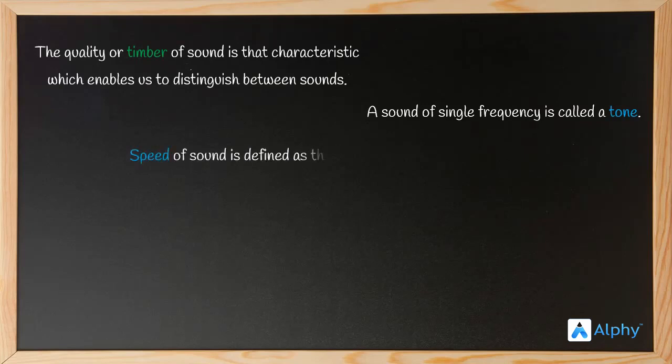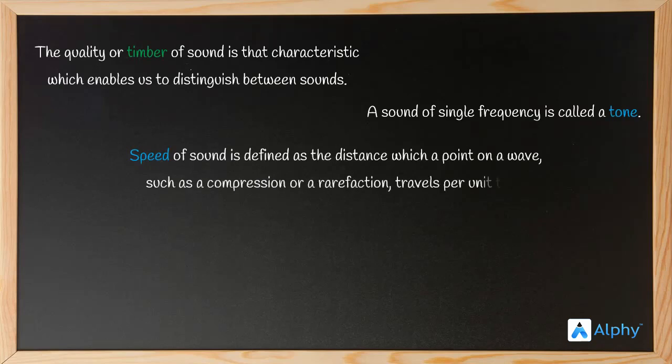Speed of sound is defined as the distance at which a point on the wave, such as a compression or rarefaction, travels per unit time. If you pinpoint a compression on a wave and track how far it goes in a minute, you will be able to calculate its speed. The formula for speed is known. Speed is equal to distance by time. Since the distance in a wave is given by the wavelength, we can substitute distance by wavelength and time by time period. So speed is equal to lambda by T.